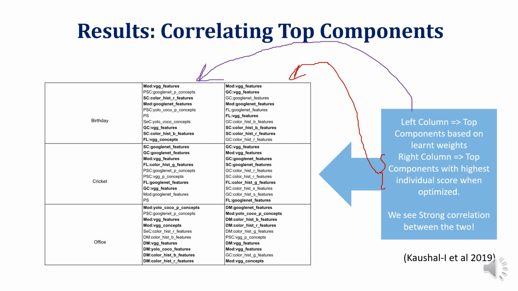Now also correlating the top components. So let's say on the right hand side, we look at components with the highest individual score when optimized, as against the left where you have looked at the top components based on learned weights. And interestingly, we find that learning the mixture is a very reliable way of ensuring that you have right domain summaries, the right features triggering for the domain summary.